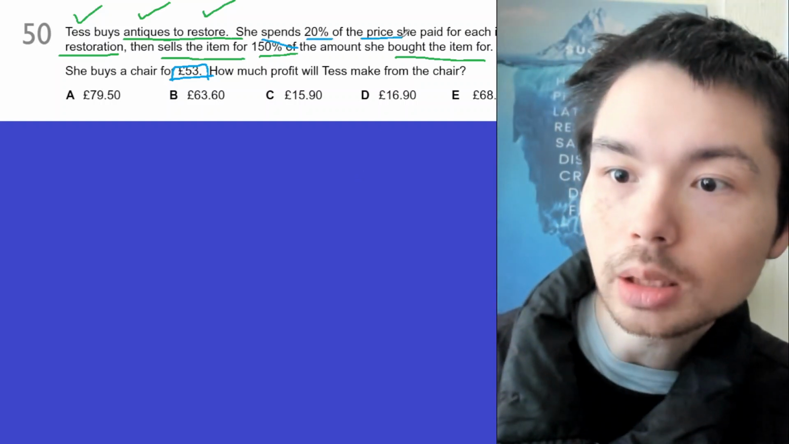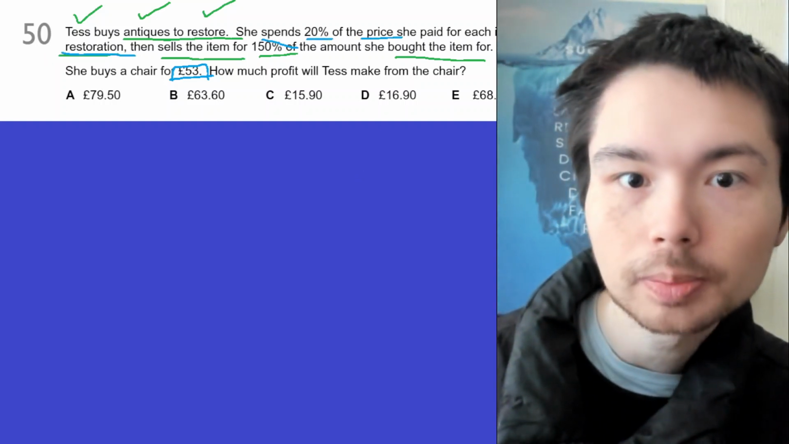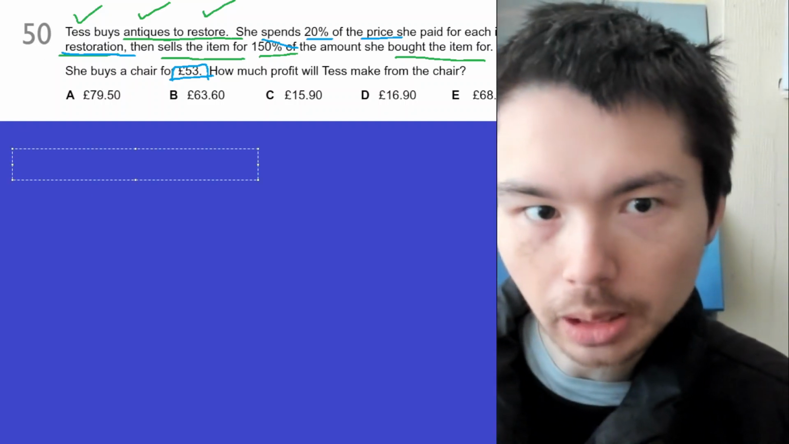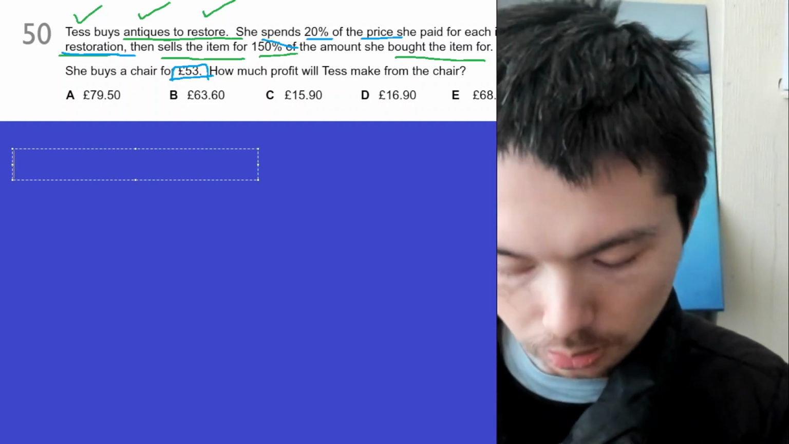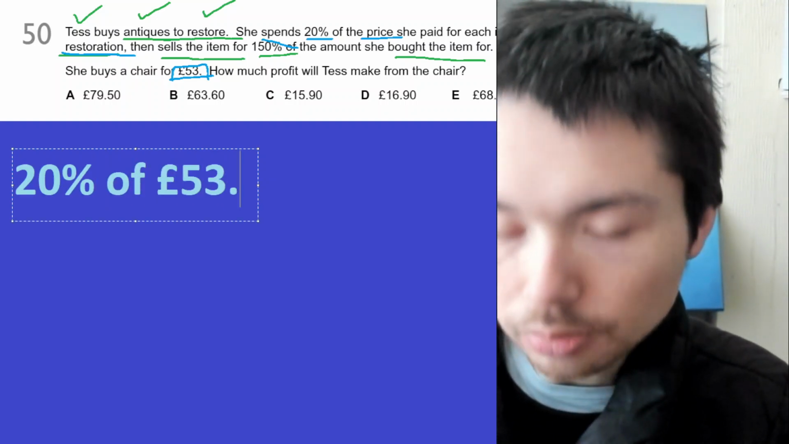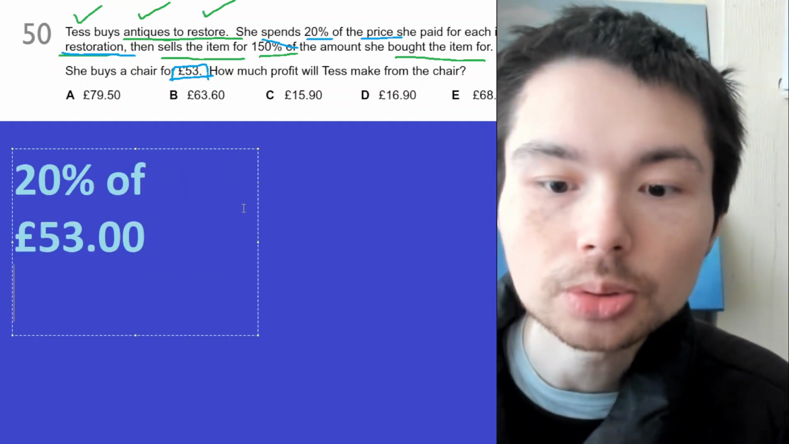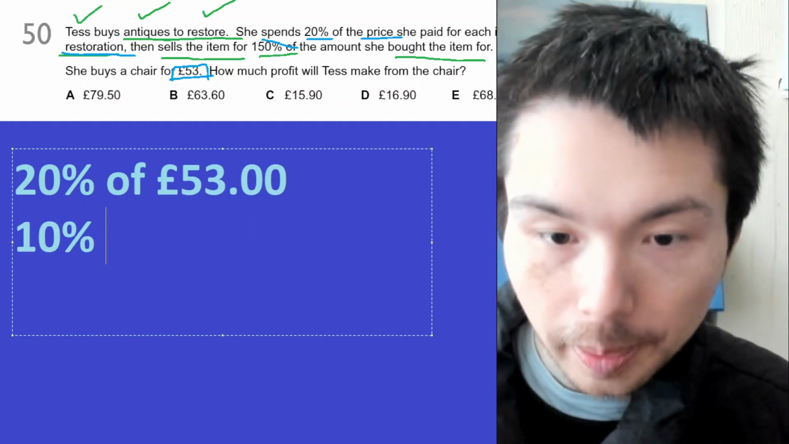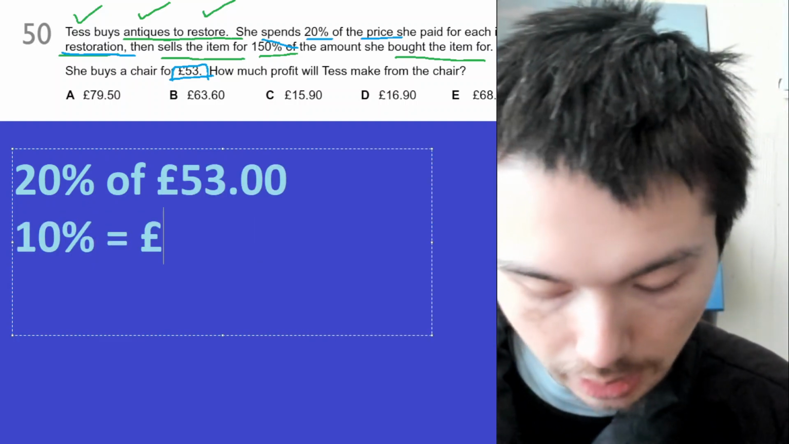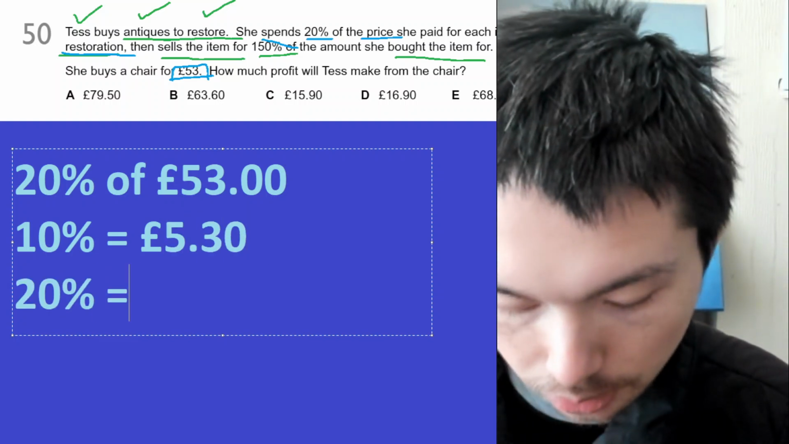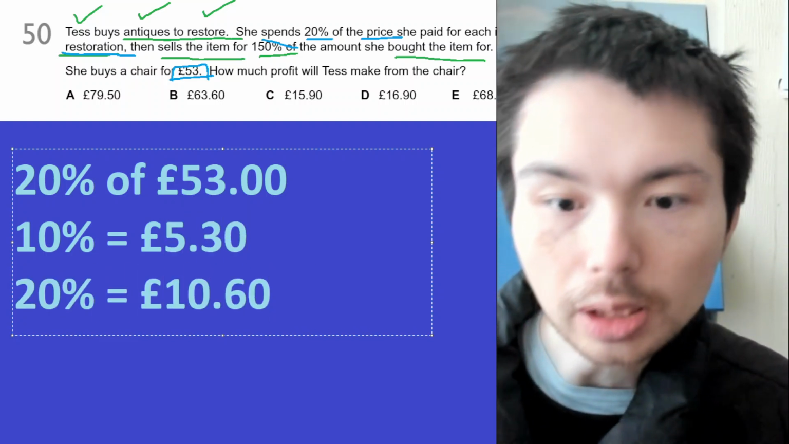She spends 20% to fix. Let's work it out. Should I make the text bigger? I think so. 20% of £53. I've taught my students a good way to do this: you can work out 10% first. That means divide by 10, so that is £5.30. Now 20% is double that, so it'll be £10.60.